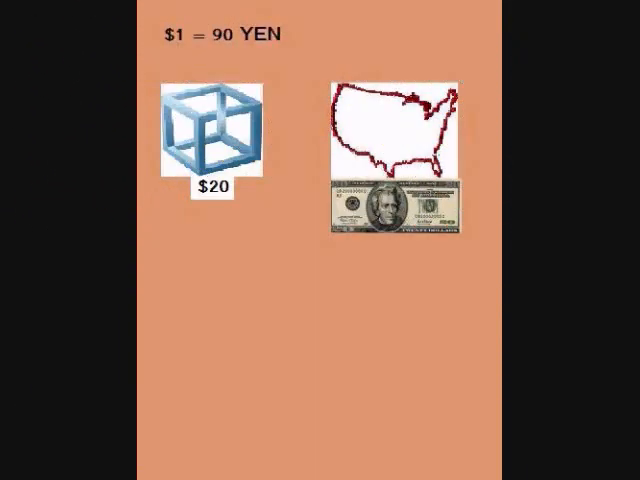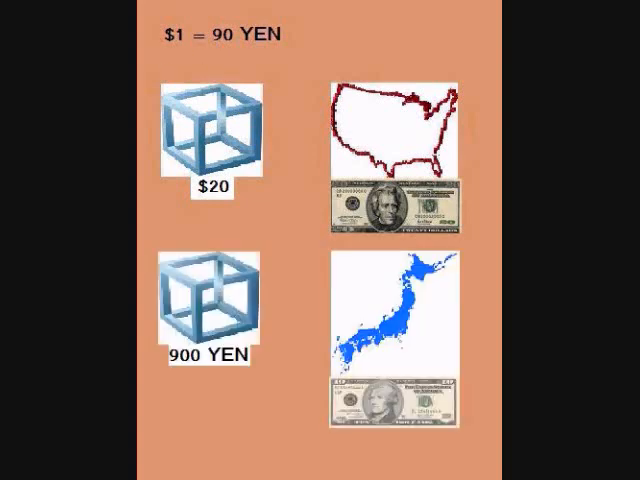Let's look at a specific example. Let's say the exchange rate from yen to dollars is 90 yen per dollar. Let's also say that a widget costs $20 in the US, but in Japan it costs 900 yen. This means in US dollars, the widget costs $20 in the US, but it costs only $10 in Japan.